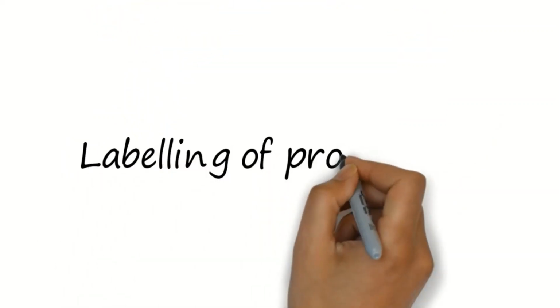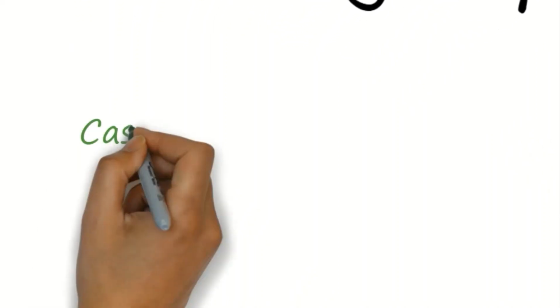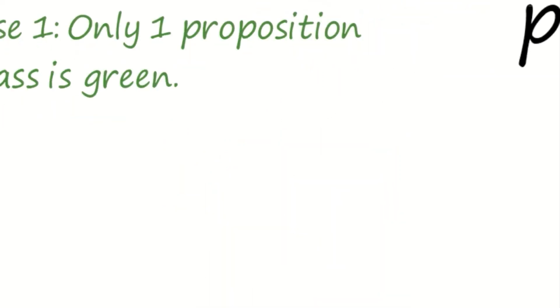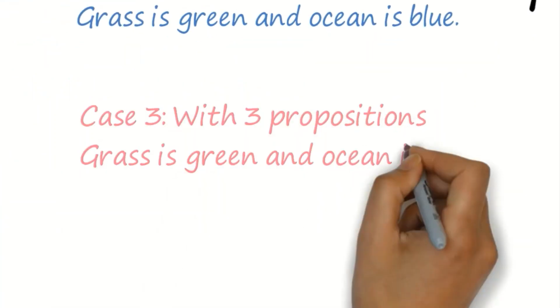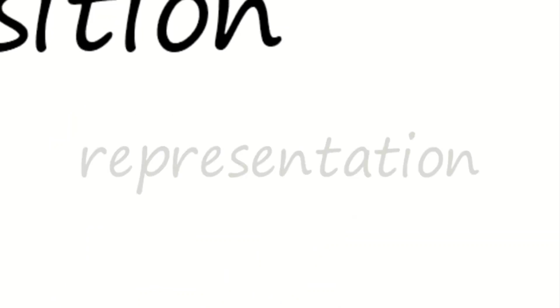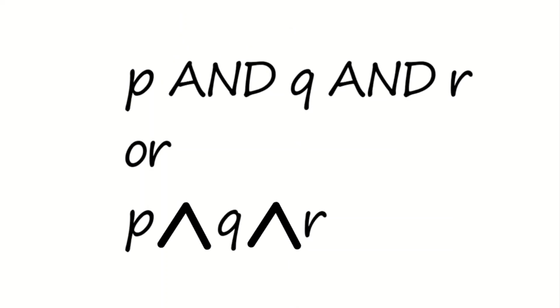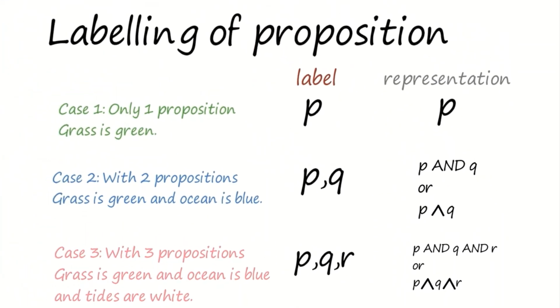Let's see how we can formalize sentences in terms of propositions. What a sentence says about the world is a proposition. Propositions are labeled with small letters. If you have one proposition, it will always be labeled as P, the first letter of proposition. If you have two propositions, then use P and Q. Similarly, if you have three propositions, you can use P, Q and R. These are the corresponding propositional representations of the sentences provided.